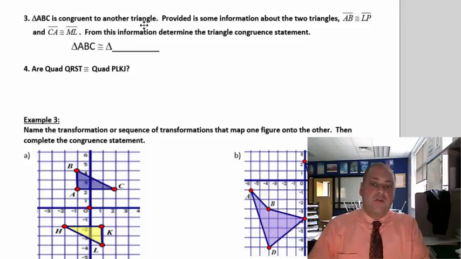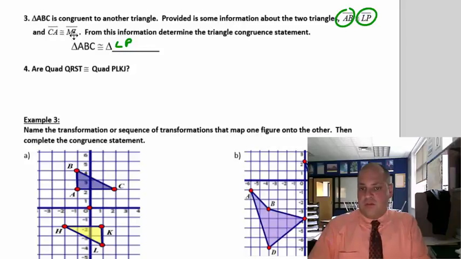Triangle ABC is congruent to another triangle, and provided is some information about the two triangles. AB is congruent to LP, and CA is congruent to ML. From this information, determine the triangle congruent statement. All right, so just match it up. Here's AB, that's got to be the same as LP, so LP must go first. And then, of course, what's left over? M. CA, last first, ML, this must be an M. All right, LPM.